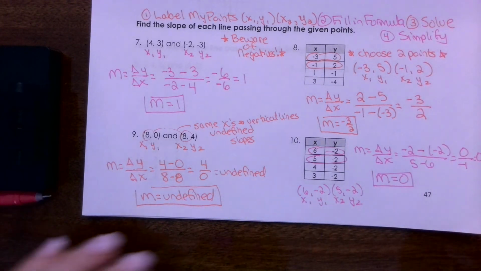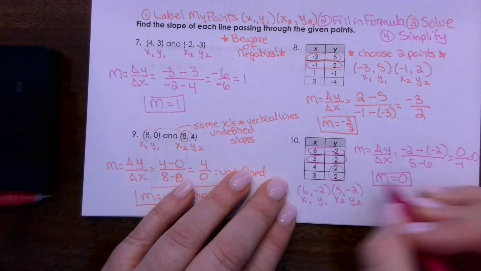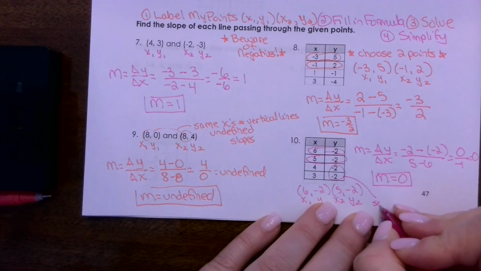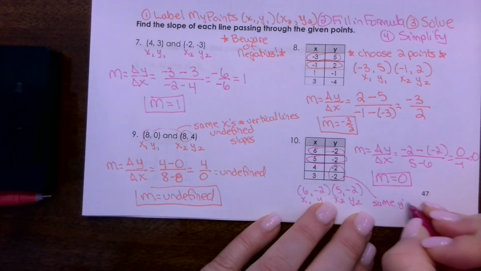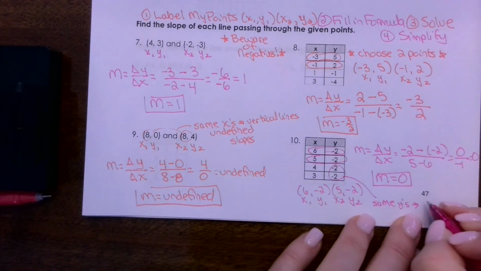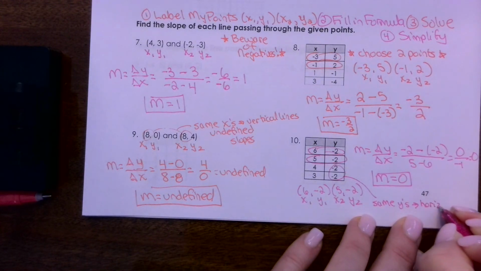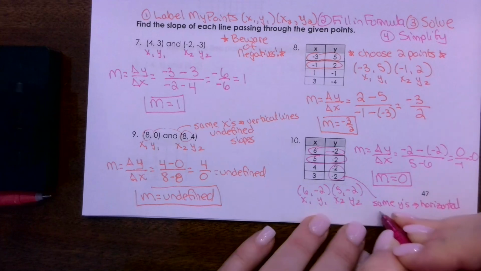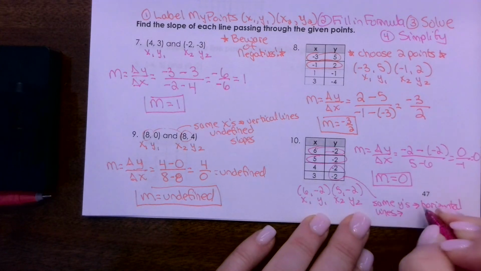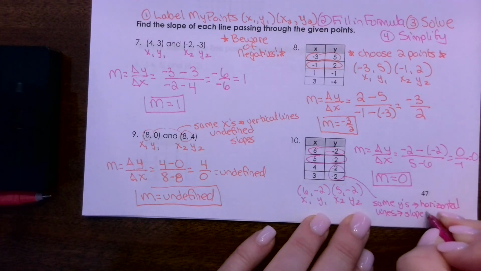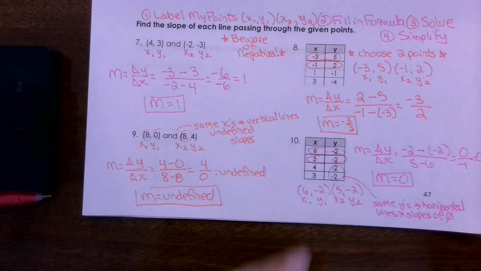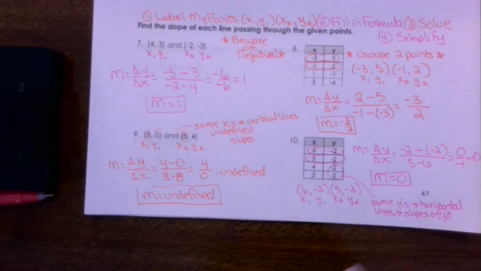Again, I can begin to recognize that when I have the same y's, that will result in horizontal lines, which have slopes of 0. But that's just something you recognize with time.